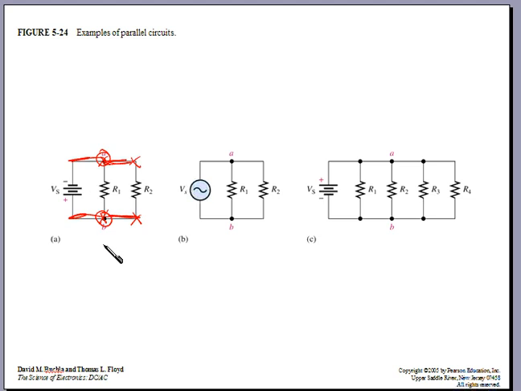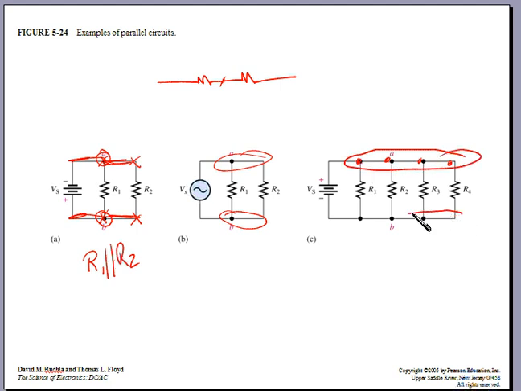So resistor 1 is in parallel with resistor 2. Same here, even though we have an AC source, the resistors are still end to end, unlike the series connection where just one point was connected. Here, again, end to end, and these are all connected together, so all four of those resistors are in parallel.